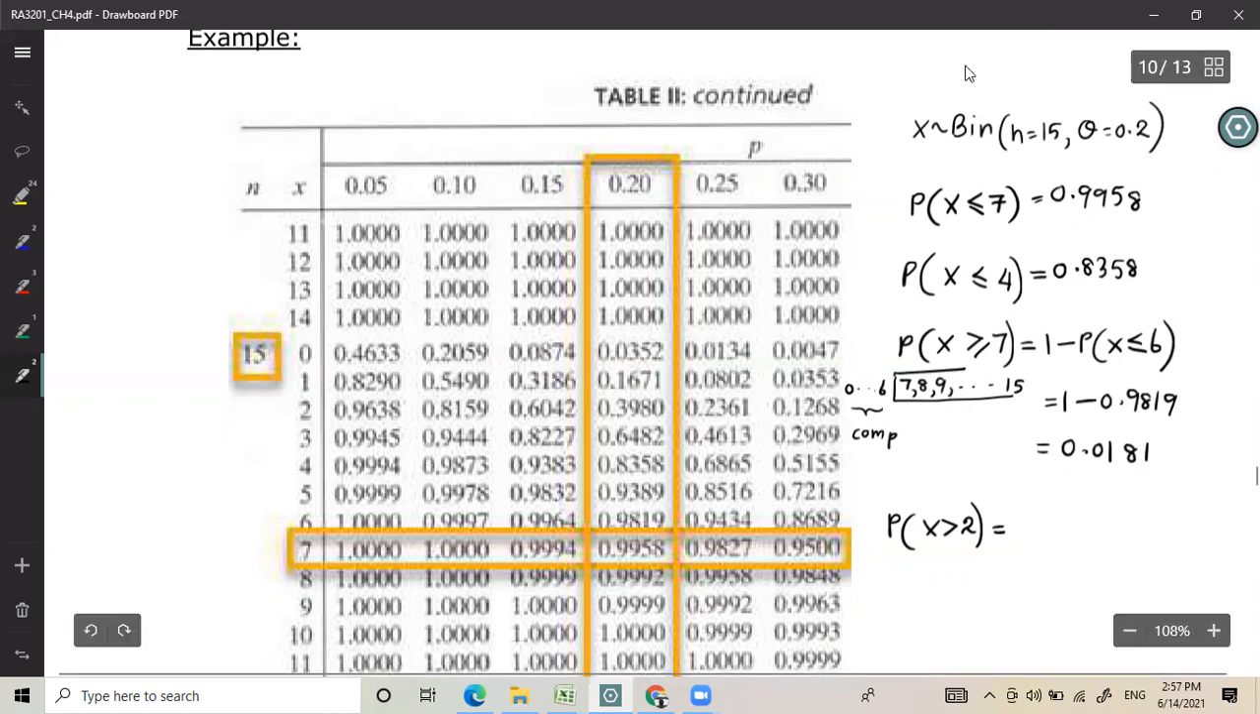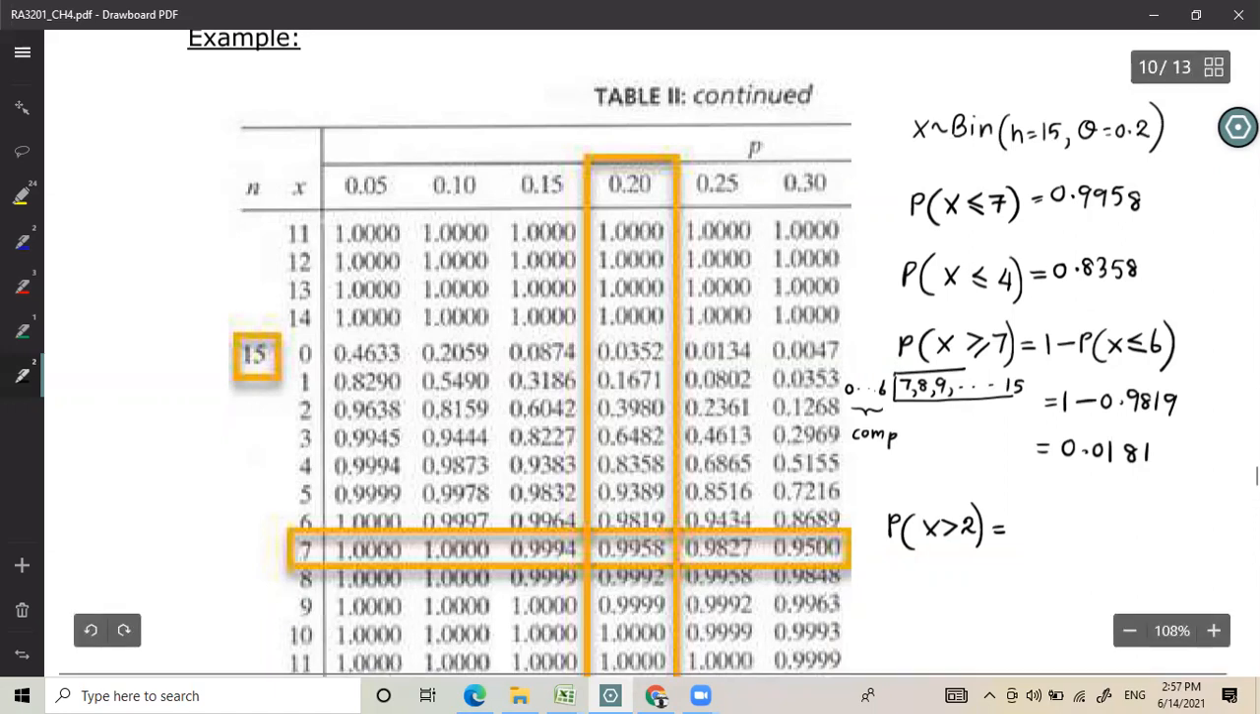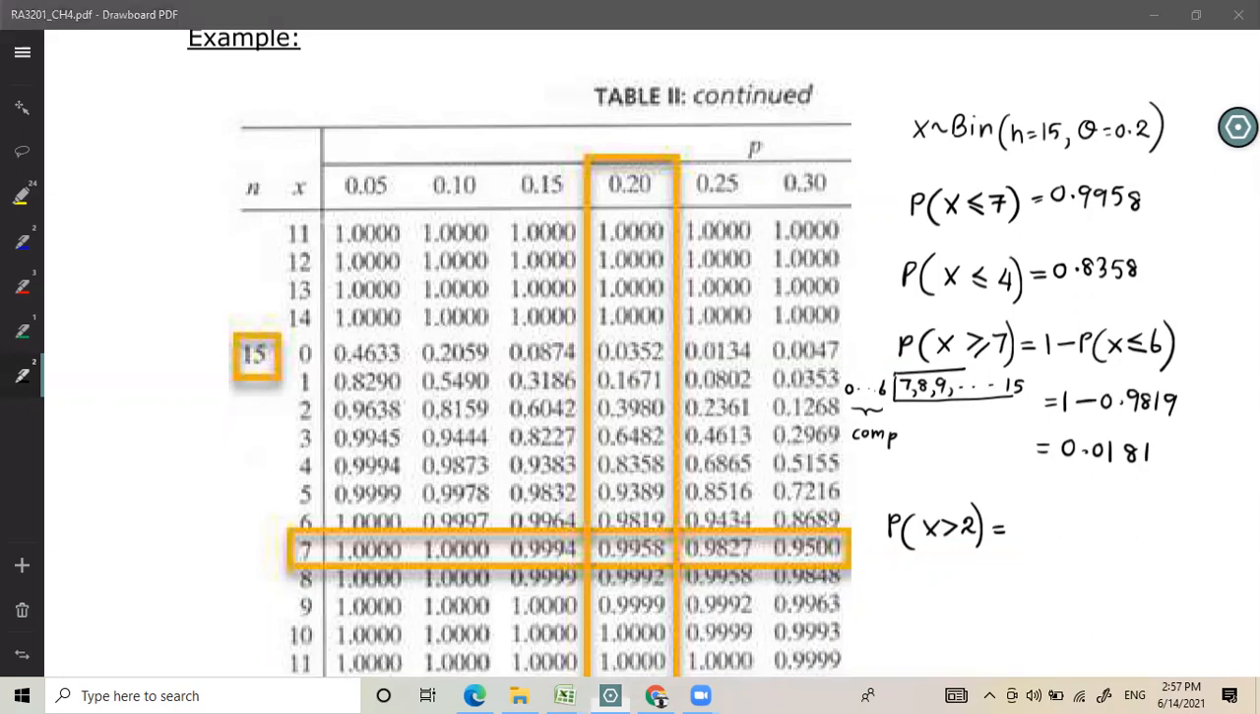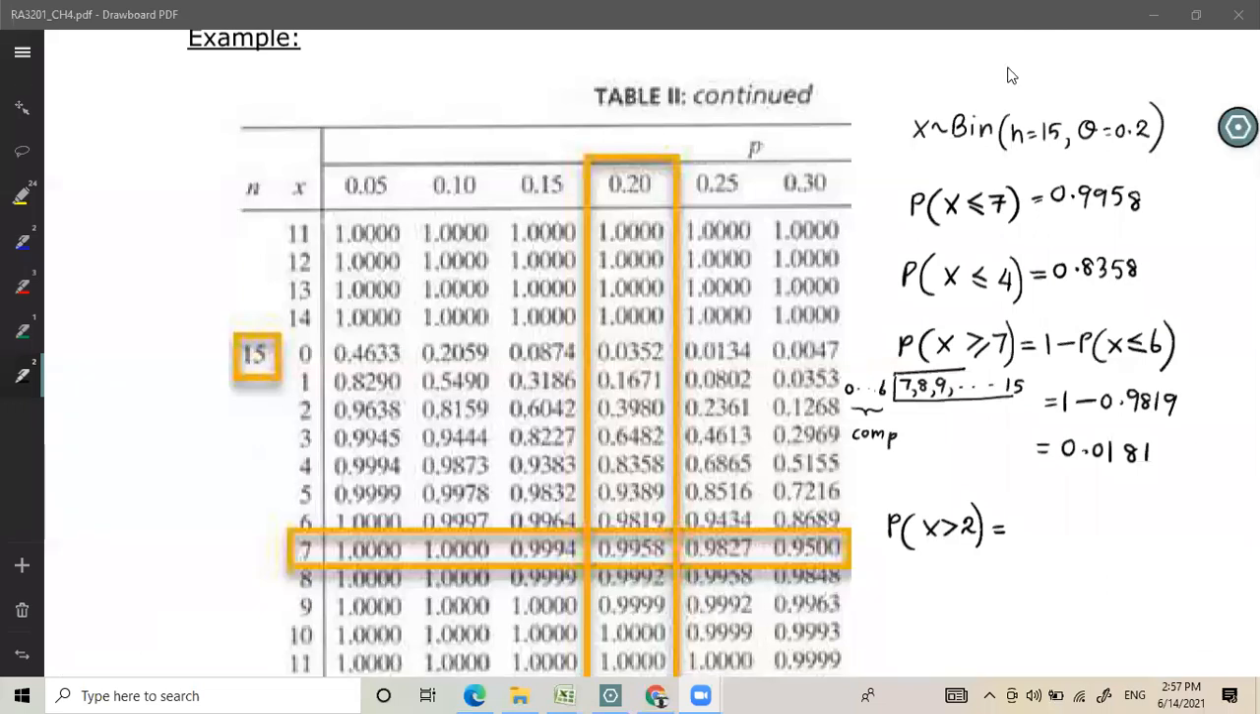Okay, who can tell me the answer? Yes, Ashini, you are correct.